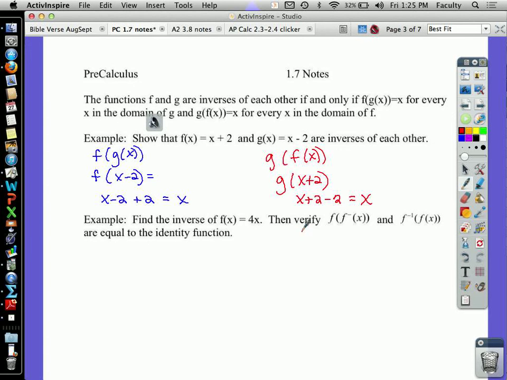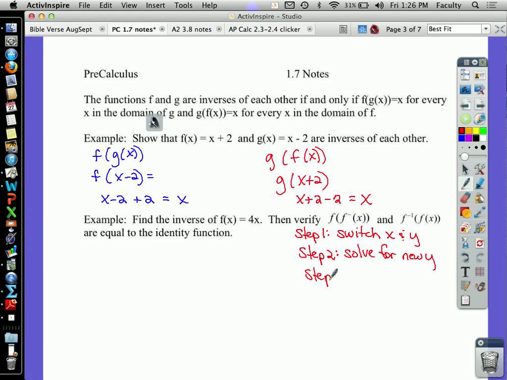So let's write some steps down. So step 1, when you want to algebraically find an equation of the inverse, you switch x and y. Step 2, solve for new y.